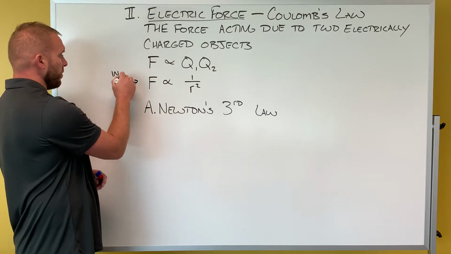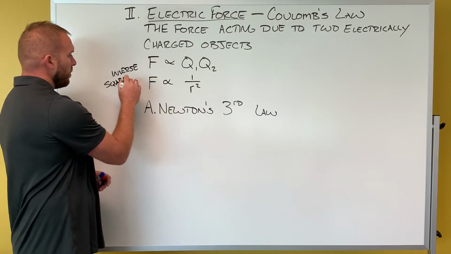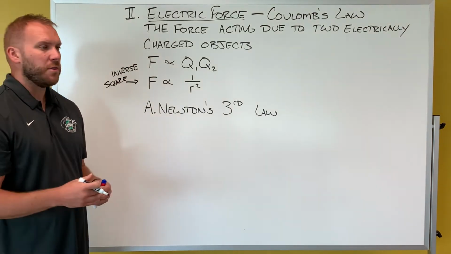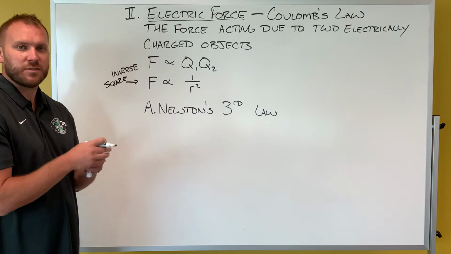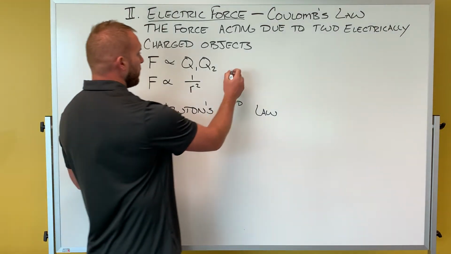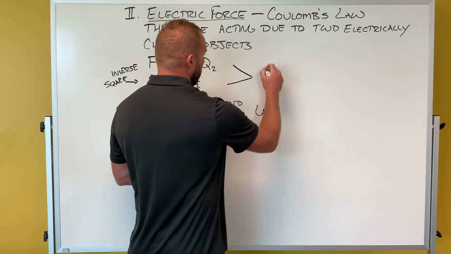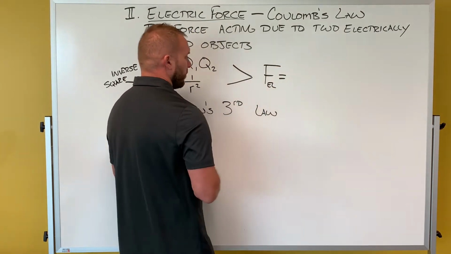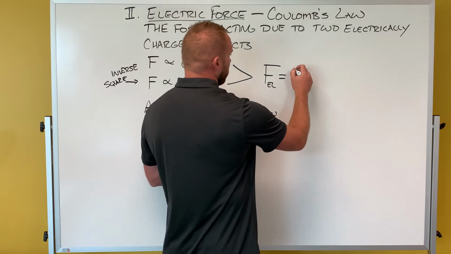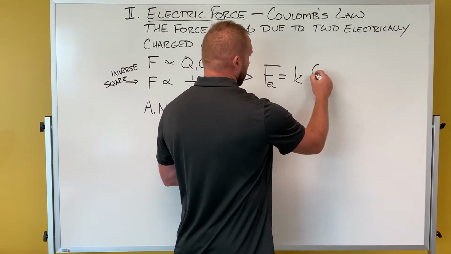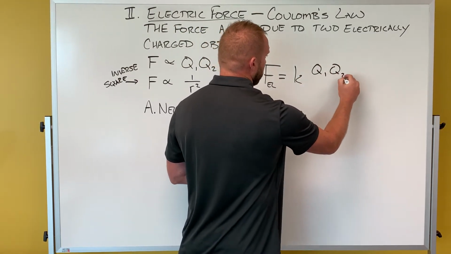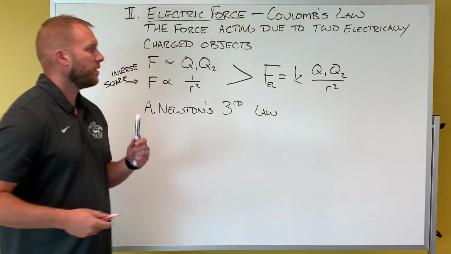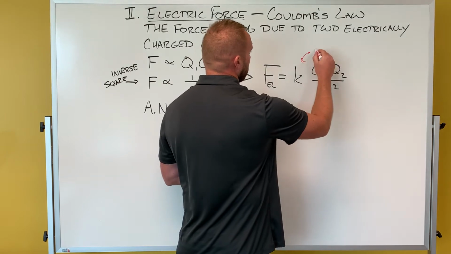This is pretty important. The inverse square law basically shows that as things get farther apart, the size of that force is going to drop drastically. We put those together to have our equation, where the electrostatic force, or Coulomb's law, is equal to K Q1 Q2 over R squared. K is considered Coulomb's constant.